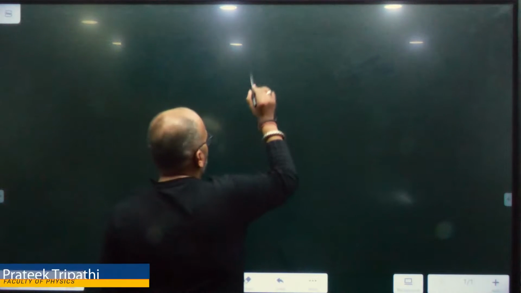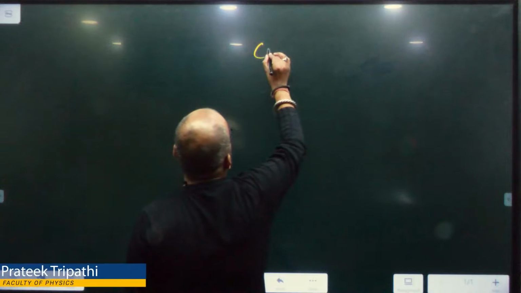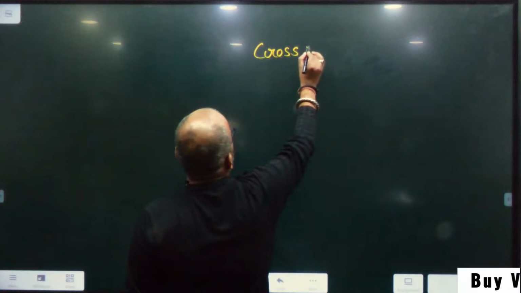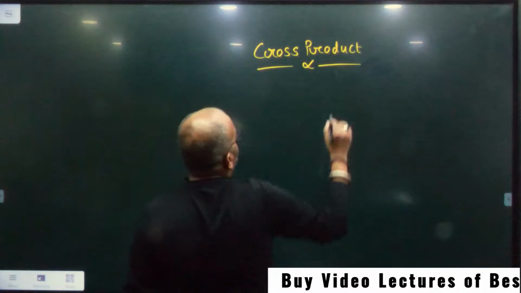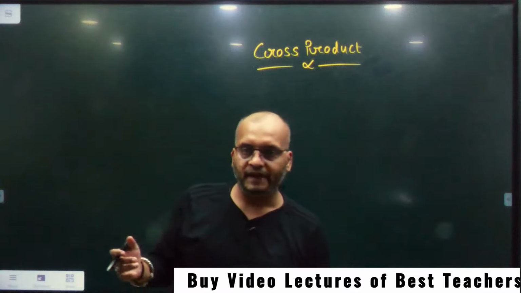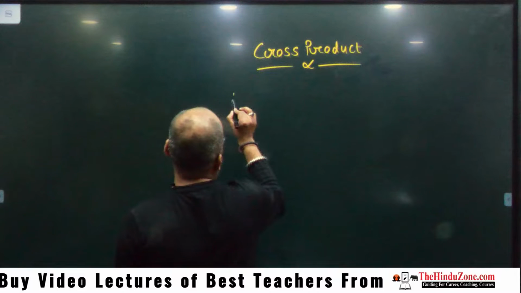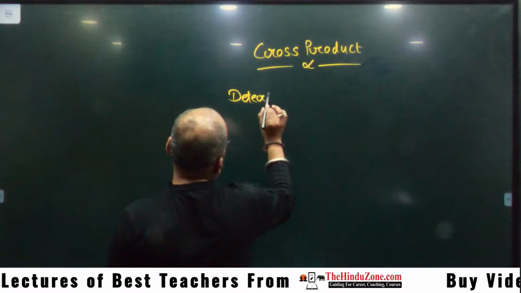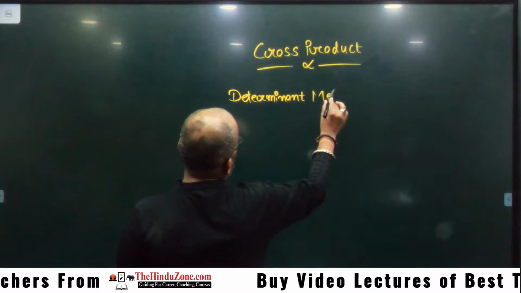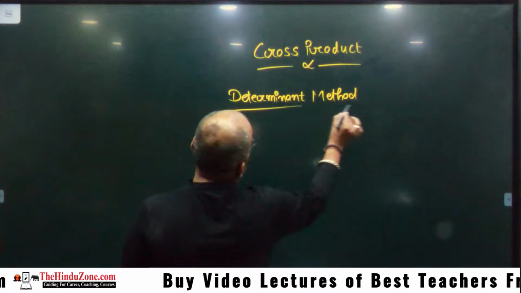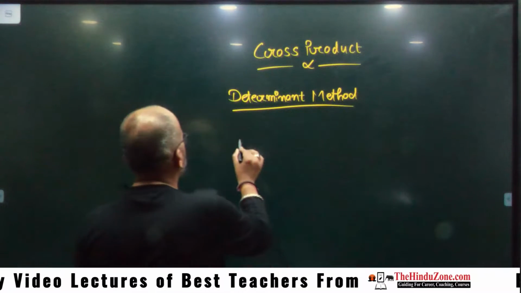Coming on to the topic, what are we saying? Cross product. See, cross product of vectors, I have told you a way to solve it, right? Now, there is a shortcut and this is the determinant method. By this method also, you can solve the cross product of two vectors.